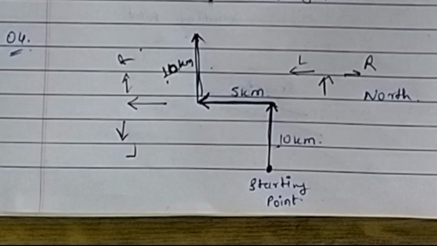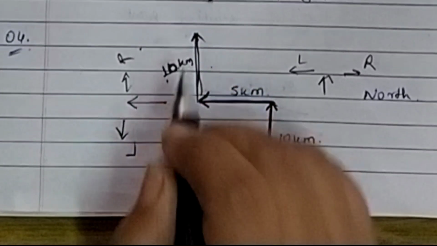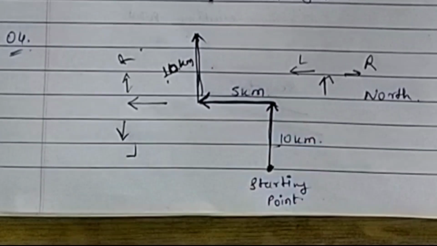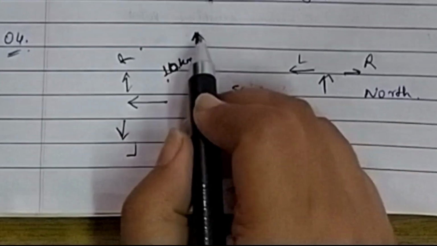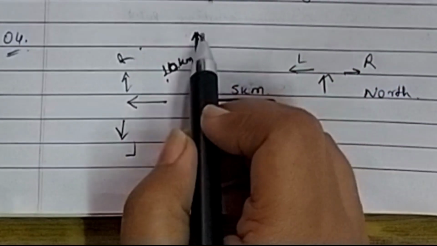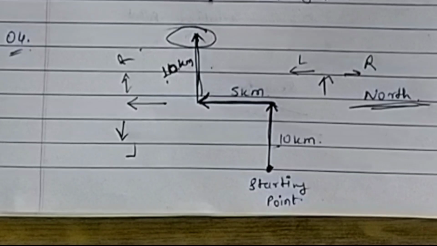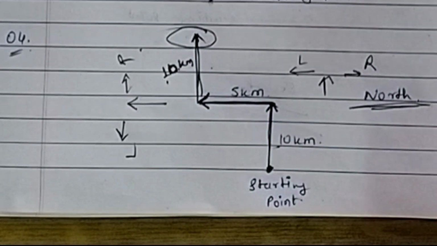But in which direction he now may be? So clearly, he maybe doesn't know about his direction from the reference of starting point, but we exactly know, because we exactly know which is the north direction. Hence the answer is option B, north.